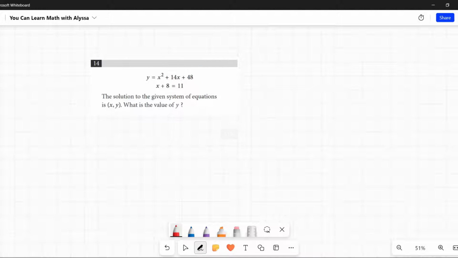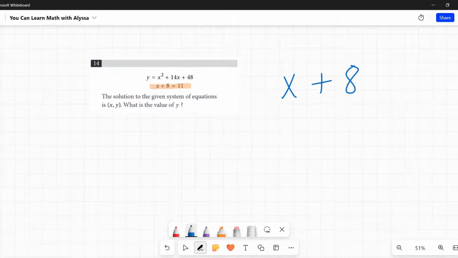14. y equals x squared plus 14x plus 48. x plus 8 equals 11. The solution to the given system of equations is (x, y). What is the value of y? All right, let's look at the more simplistic of the two equations first. x plus 8 equals 11. There's only one variable, so I can solve for x.